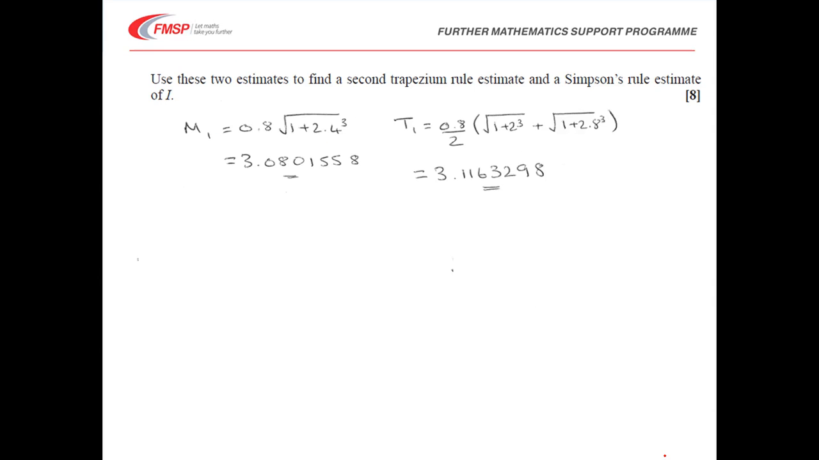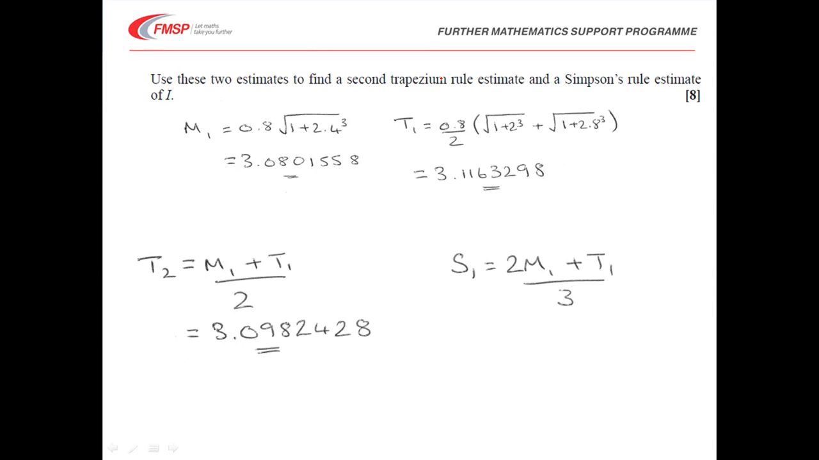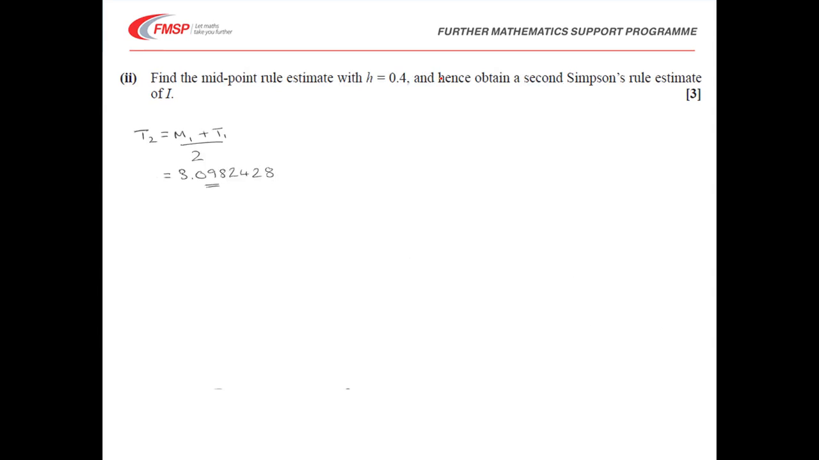We then have to use those two estimates, so we've got them there, to estimate a second trapezium rule and a Simpson's rule. So the second trapezium rule is using that shortcut, which gives us that value to 7 decimal places. And the Simpson's rule is that weighted mean again, 2M plus T over 3, which gives us that. It then asks us to find a midpoint rule estimate with h equals 0.4 to get a second Simpson's rule.